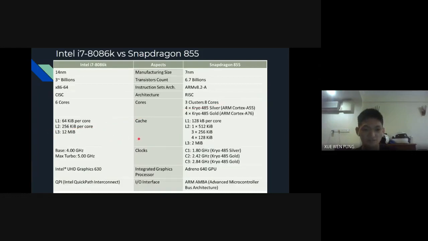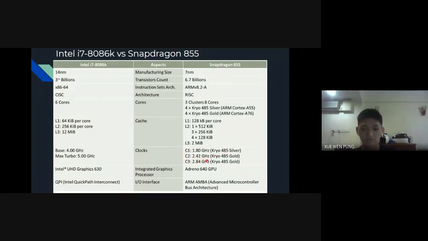The subsequent is the cache. The cache is listed in the table as below, but as you can see, based on L3, the Intel i7 has a larger cache compared to the Snapdragon, where L3 has 12 megabytes of cache and the Snapdragon has only 2 megabytes. Moving on to clocks, the Intel i7 has a base frequency of 4 GHz, whereas it can reach a max of 5 GHz.